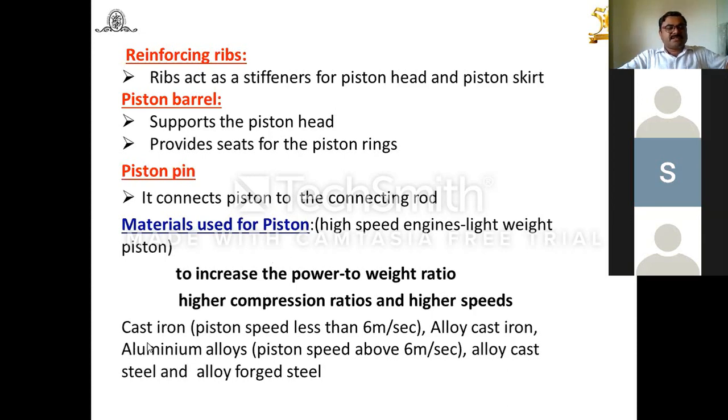But cast iron has more strength. That is its advantage, and again, the thermal expansion property of cast iron is good. Aluminum at high temperature may expand, and because of that we have to provide some clearance between the piston and the cylinder at high temperature. That means the thermal expansion, which is more in the case of aluminum alloy, is a limitation of aluminum.